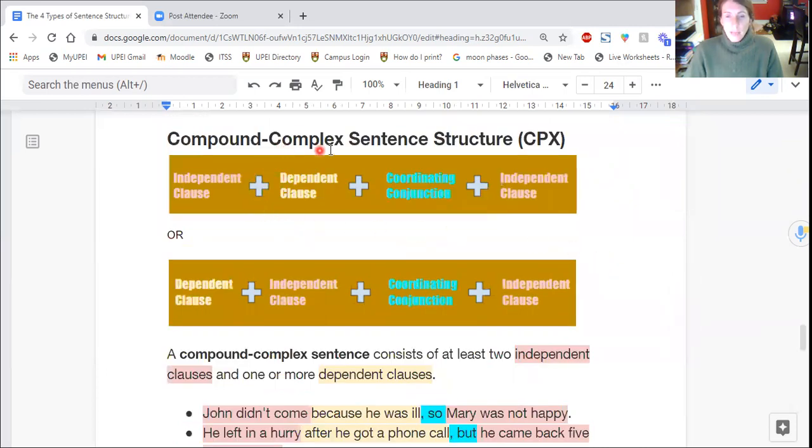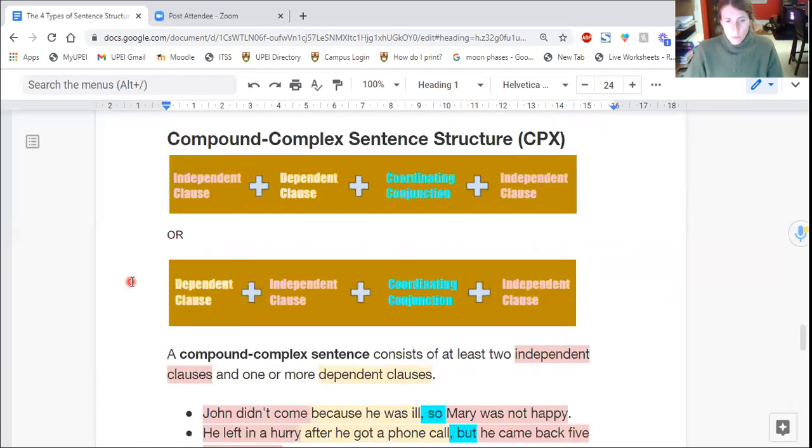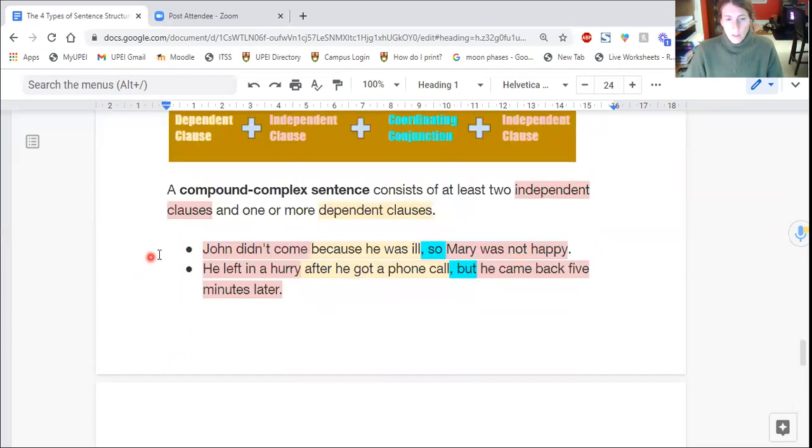Compound complex sentence. A compound complex sentence consists of at least two independent clauses and one or possibly more dependent clauses. So here are some examples. John didn't come because he was ill, so Mary was not happy.